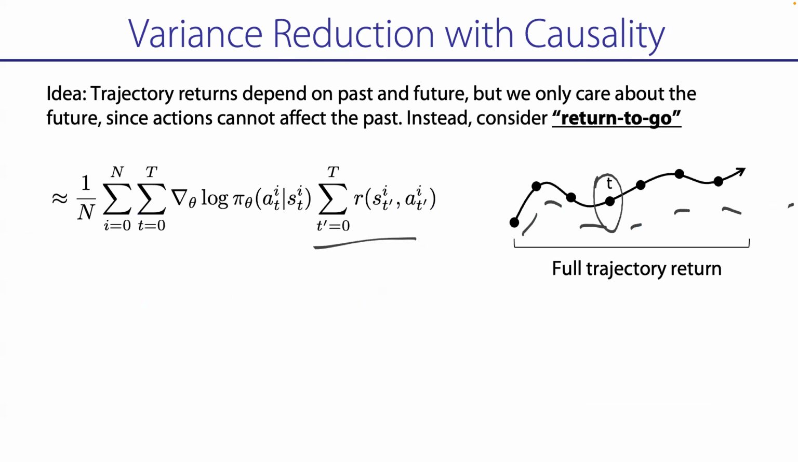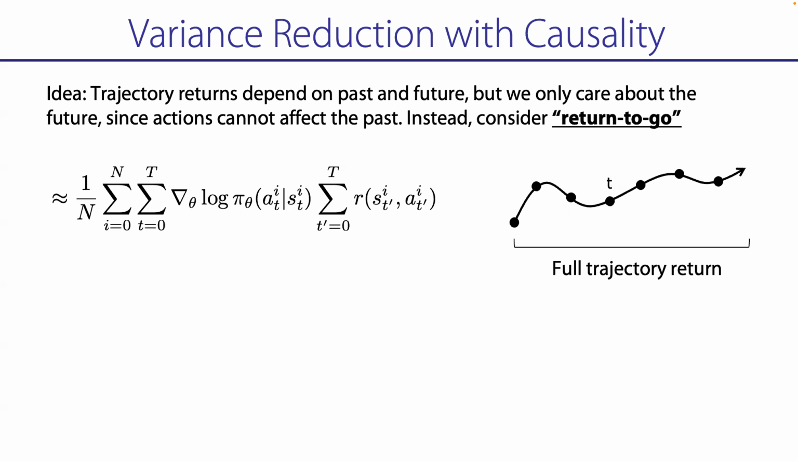But if I'm at some state, taking some action, no matter what, if it's Markovian, no matter what action I take, it's not going to affect the past. You can't really affect the past. So let's say I was at some state t and I'm considering the grad log pi of a_t given s_t. It doesn't really make sense to multiply it with rewards in the past, because you can't affect them.